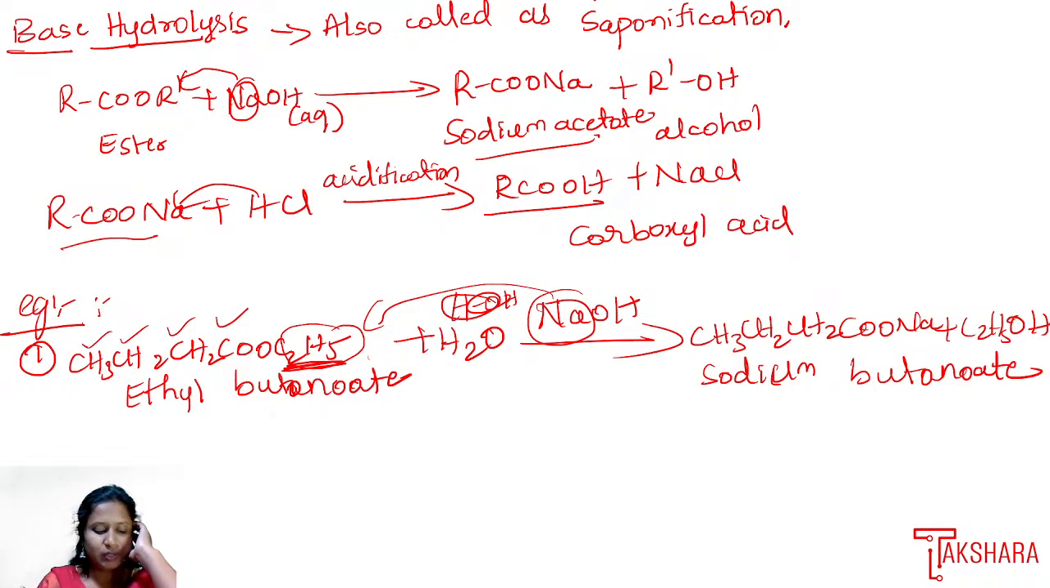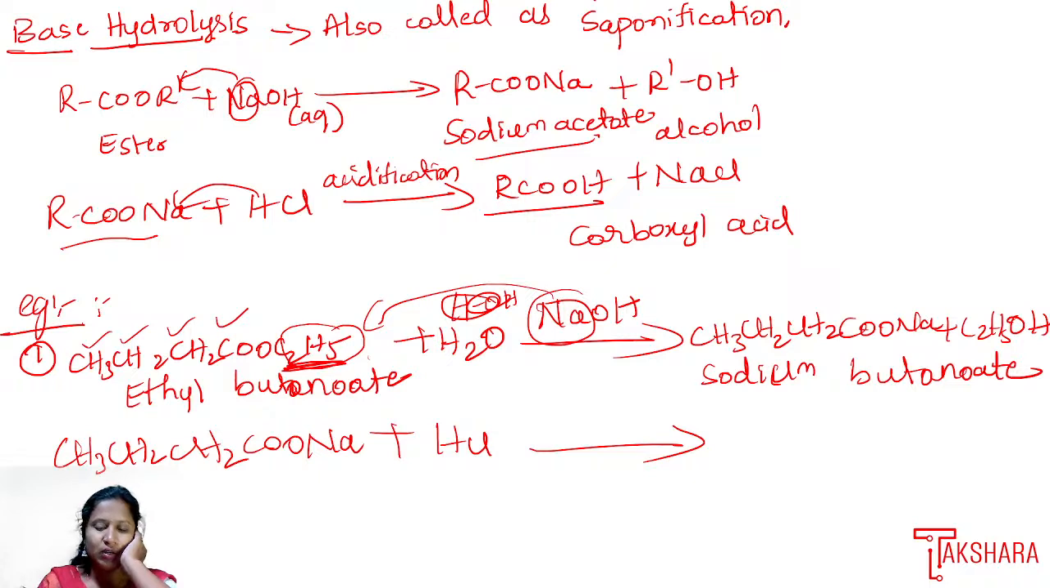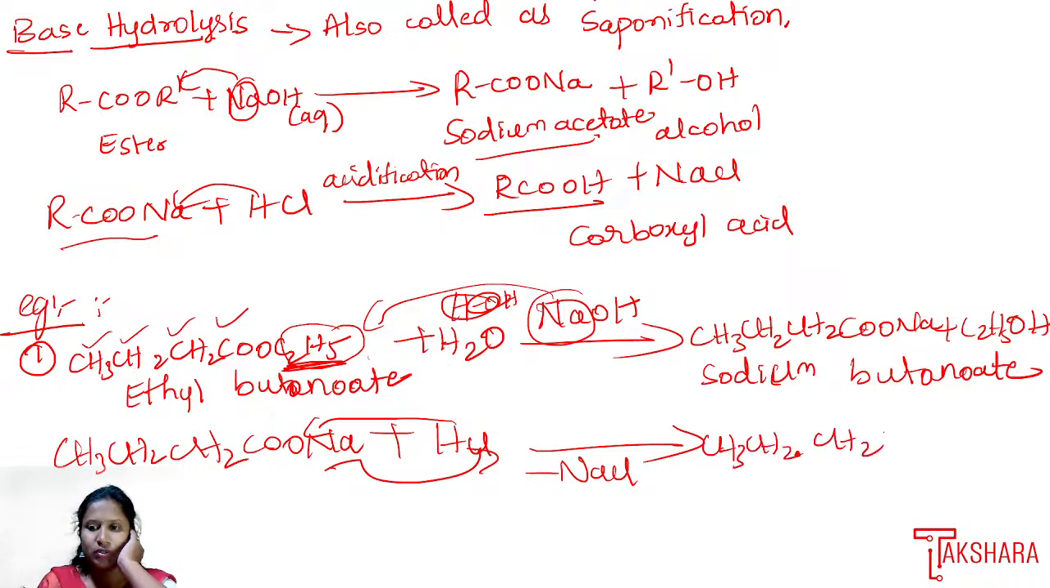Sodium butanoate is the product. Now sodium butanoate, CH3CH2CH2COONa, on acidification in the presence of HCl, the H replaces the Na, and Na combines with Cl, NaCl is removed, and we get CH3CH2CH2COOH. This is called butanoic acid.